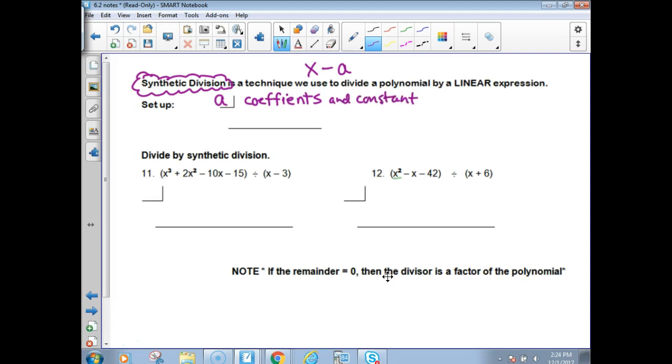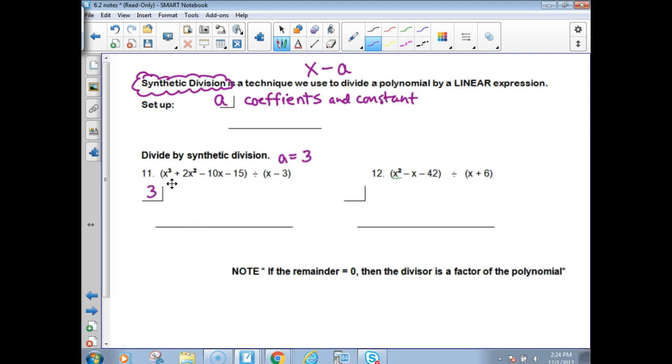Coefficients of what? Well, coefficients of what you're dividing into, or the dividend. All right, so here it goes. In this case, you're going to divide by synthetic division. This form is x minus a, so what's a here? It's positive 3 because it's in x minus a form. So it'll be the opposite of what you really see. So we're going to put a 3 right here.